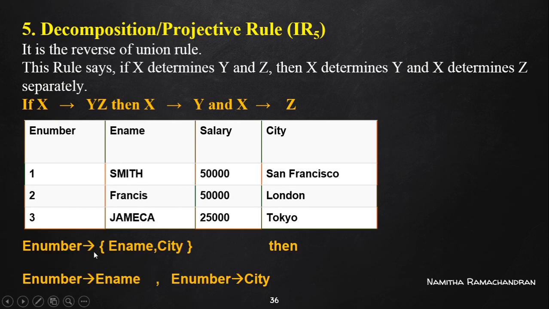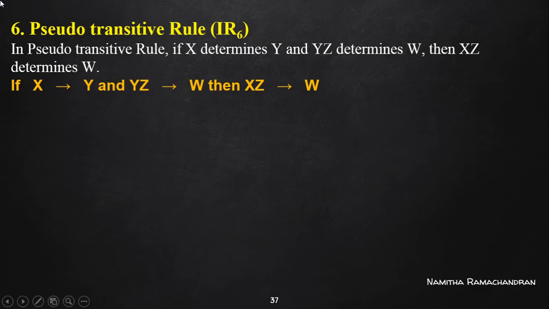If E number implies E name, comma, city is a valid dependency which is given here, then from this we can infer two separate dependencies, that is E number implies E name. This is again a valid dependency. And E number implies city is still valid because this particular dependency is valid here. So with the help of this decomposition rule, we can infer two other dependencies like these two. They are also valid here. Okay. And finally, we have the pseudo-transitive rule.